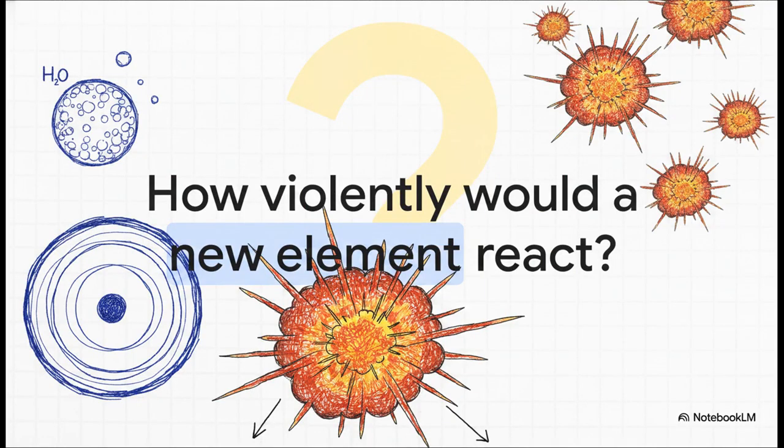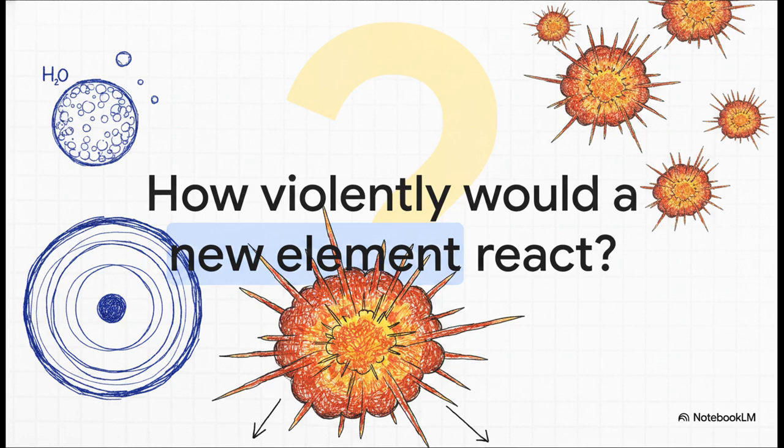So to wrap this up, I want to leave you with a final, active, problem-solving question to chew on for your exam. Imagine you're a scientist who just discovered a brand new element. Based on its electrons, it's placed directly beneath potassium in group 1. How violently would you expect it to react with water? Think about how these patterns compound.